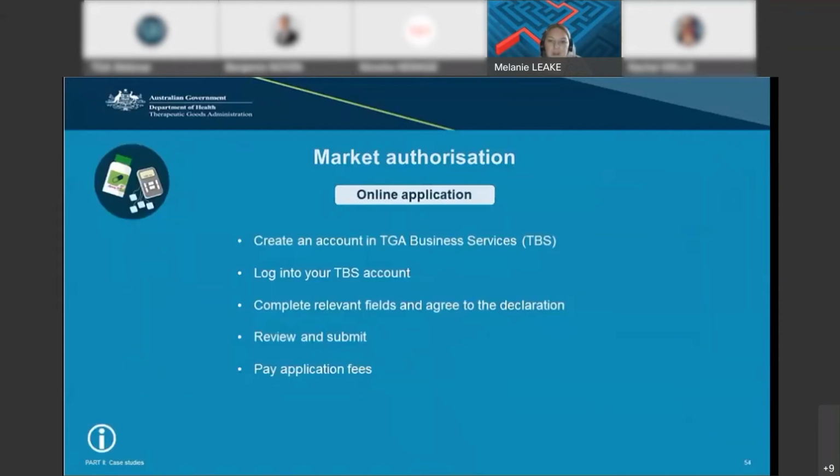When submitting your application, you will need to log into TGA Business Services using your account login details that you'll obtain. For medical devices, you need to submit your manufacturer evidence and get your manufacturer approved before you make an application for market authorisation.